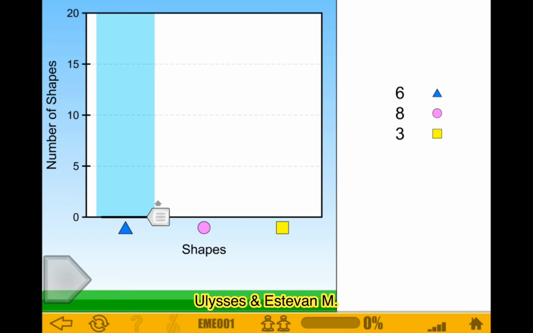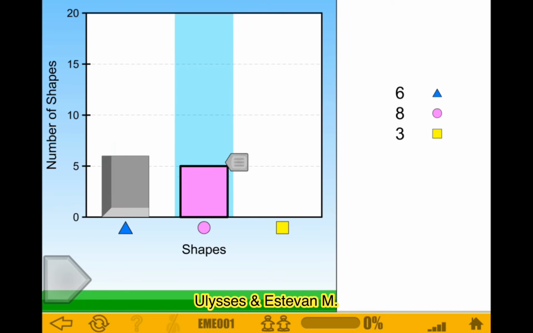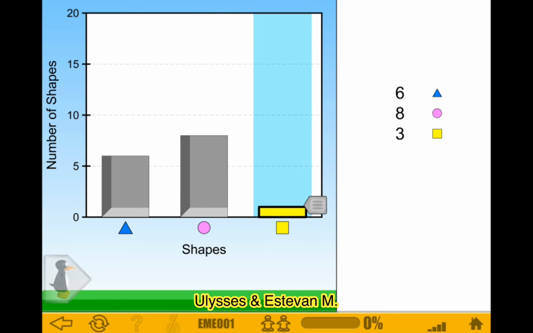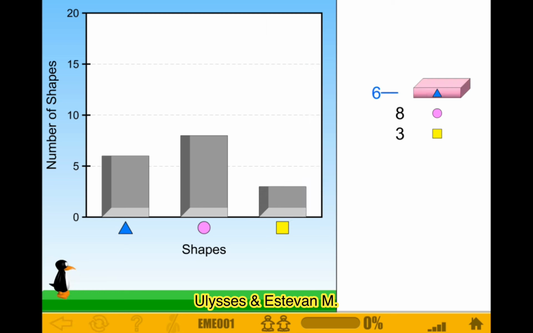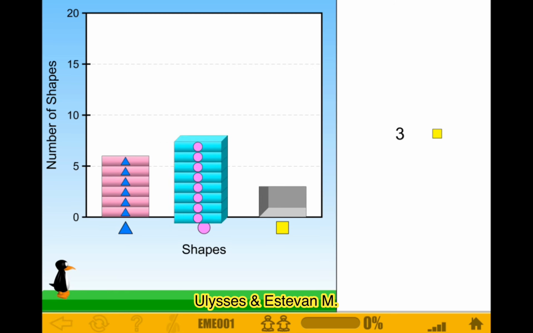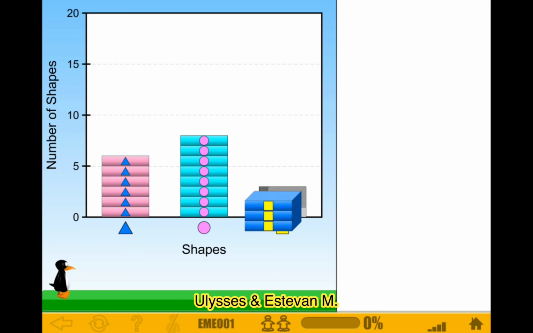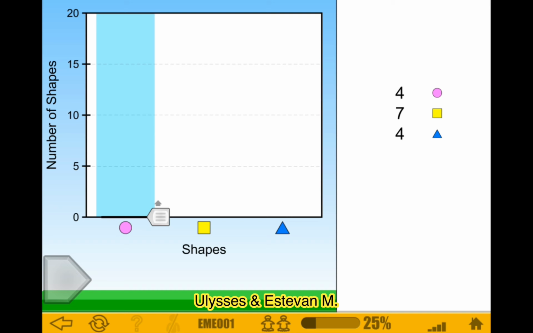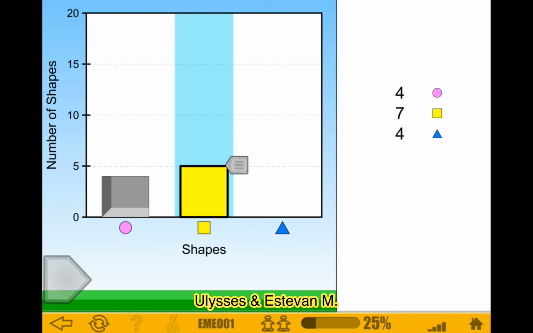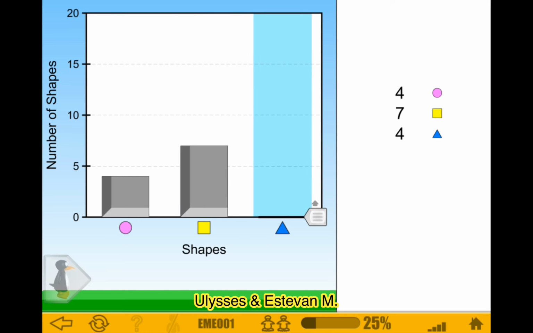Let's go. Oh, 6. 6 triangles. 8 circles. And 3 squares. It's 6 plus 8 plus 3 equals 17. Boom. Okay. 4, 7, and 4.